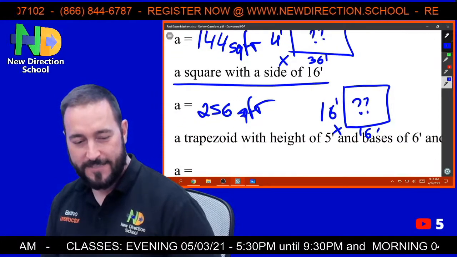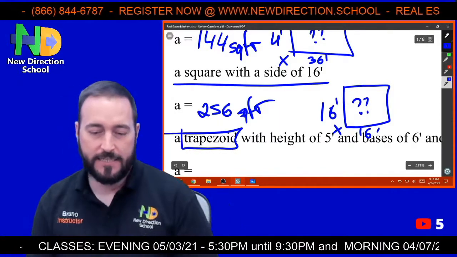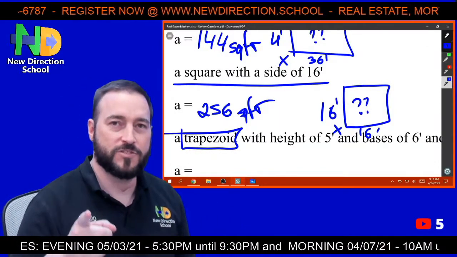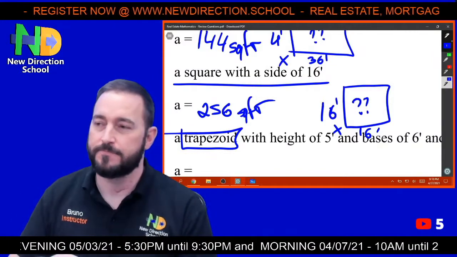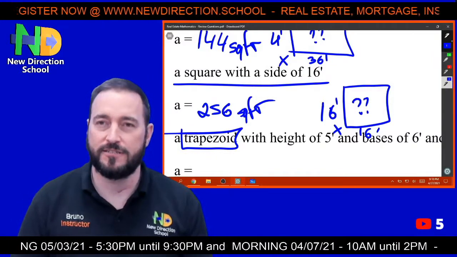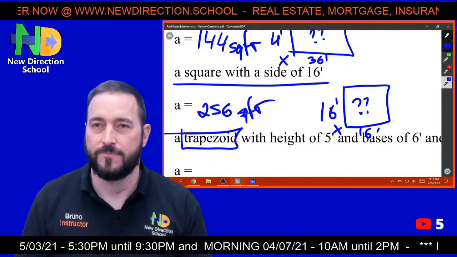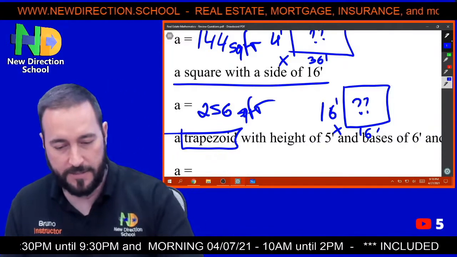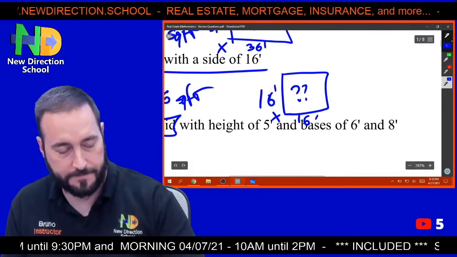What about this one? A trapezoid. So I told you guys, wait a minute. I told you guys about squares or rectangles. A trapezoid is an irregular shape, right? So let's figure out first, because I'm gonna draw it real quick.